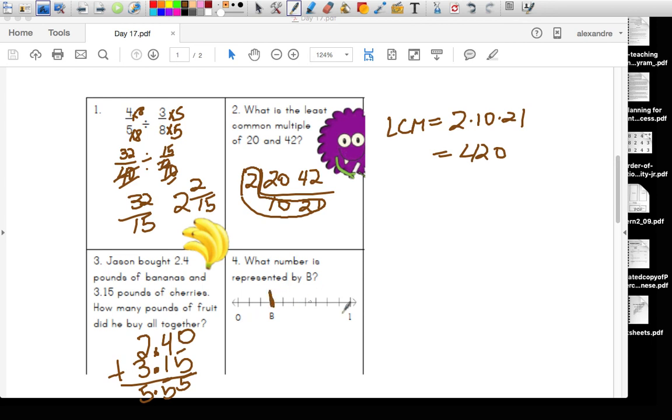Let's see, from 0 to 1, and 0 to 1 is divided into how many parts? 1, 2, 3, 4, 5, 6, 7, 8, 9, 10. So this would be 3 out of 10 as a fraction, or you can do 0.1, 0.2, 0.3, 0.4, 0.5, 0.6, 0.7, 0.8, 0.9, 1.0. So 3 over 10 or 0.3. Either would have been acceptable.